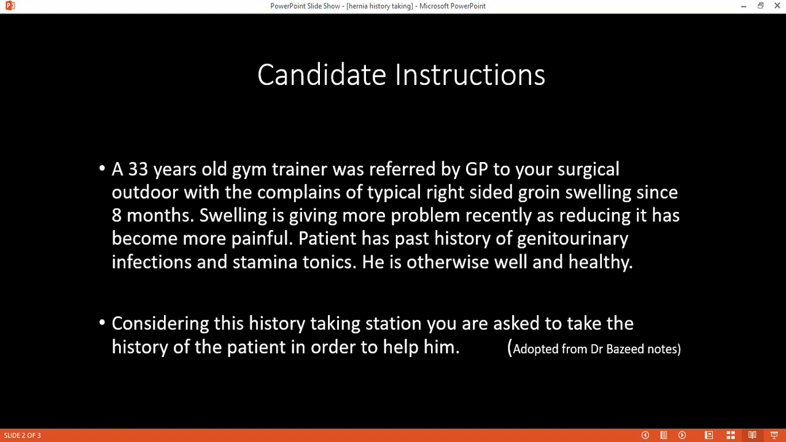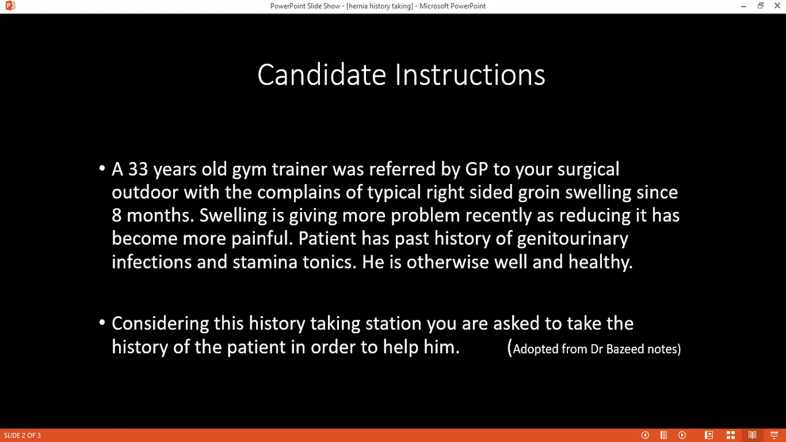Sir, I have seen in your charts you had a history of taking a stamina tonic. Can you let me know what is the content of that tonic? Does it contain steroid? Yes, it does. It's just things that help me with my exercises. Okay. Right, Mr. Frank, can you present your case now?